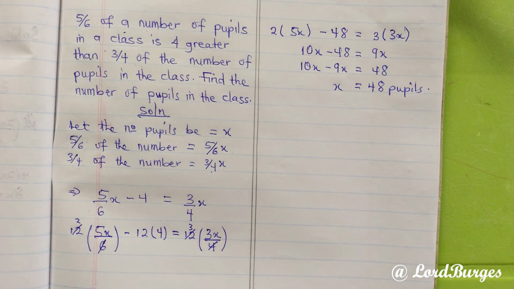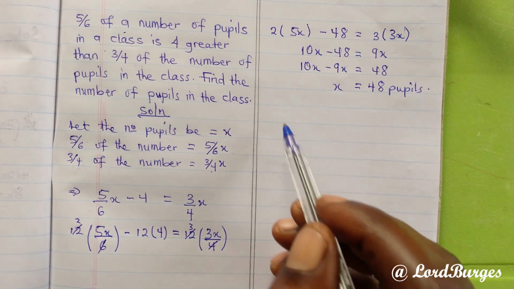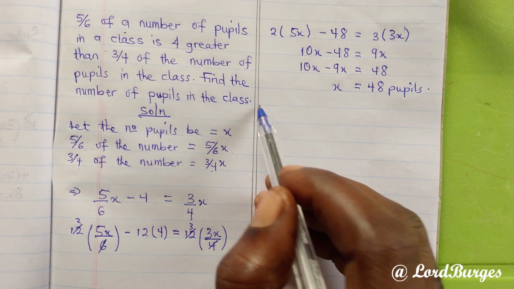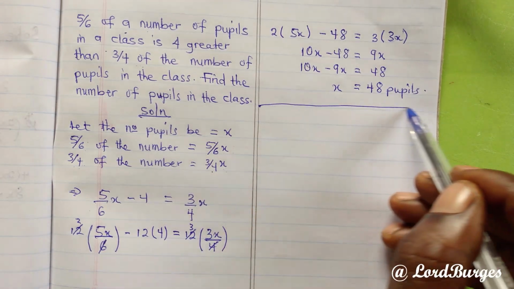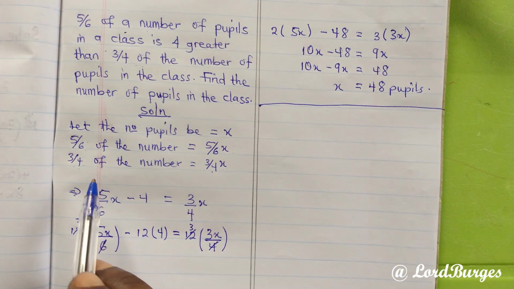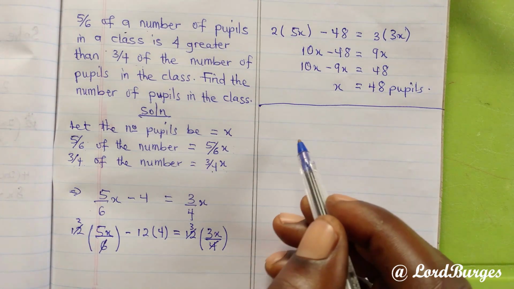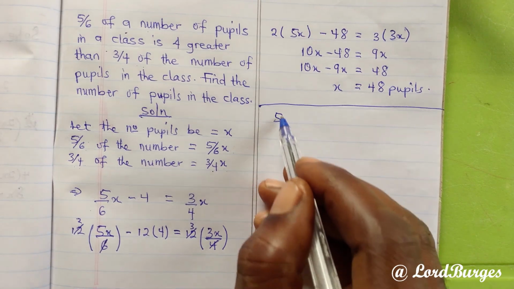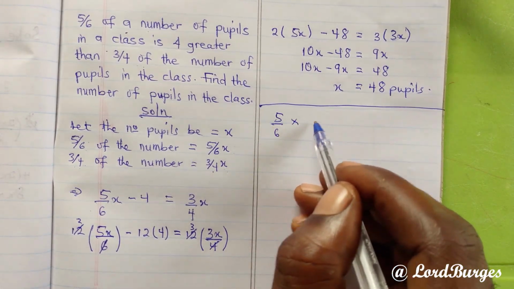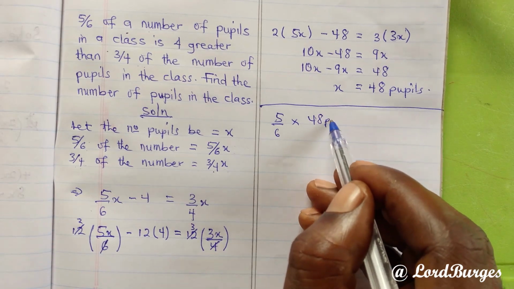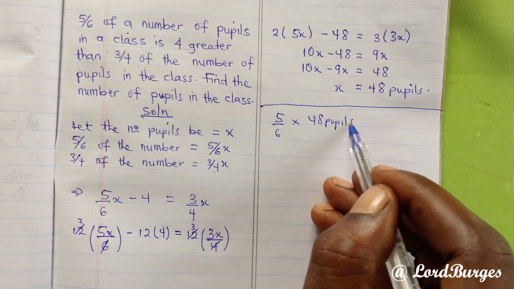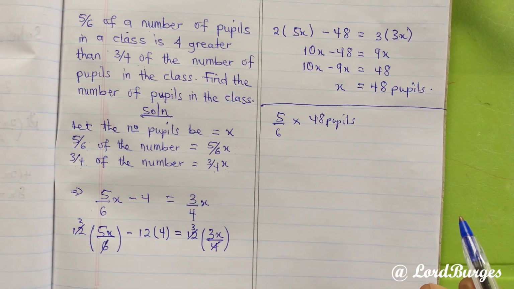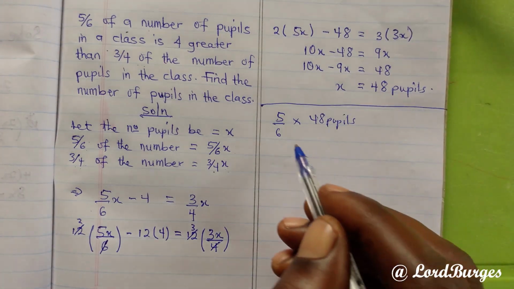It tells us that there are 48 pupils in the class. How do we know if our answer is right or wrong? Let's find out from this side. Now they said 5 over 6 of x. So 5 over 6 times 48 pupils. We are finding out if our answer is right or wrong.